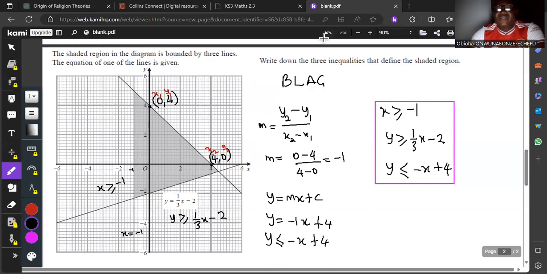So I hope this makes it clear and easy for you to be able to find the required region and find inequalities that satisfy a given region.